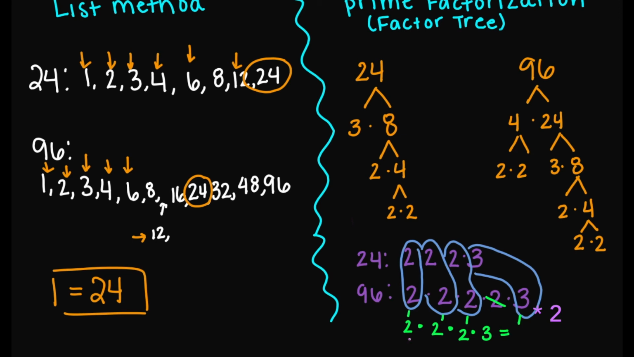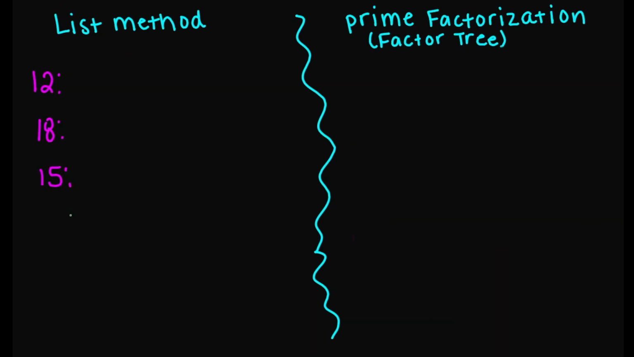So we have 2 times 2, that's 4. 4 times 2 is going to give us 8. 8 times 3, this is going to give us 24. So your GCF, if you're using the factor tree, this method, so your final answer is also going to be 24. What if you have to find the common factor between 3 numbers?